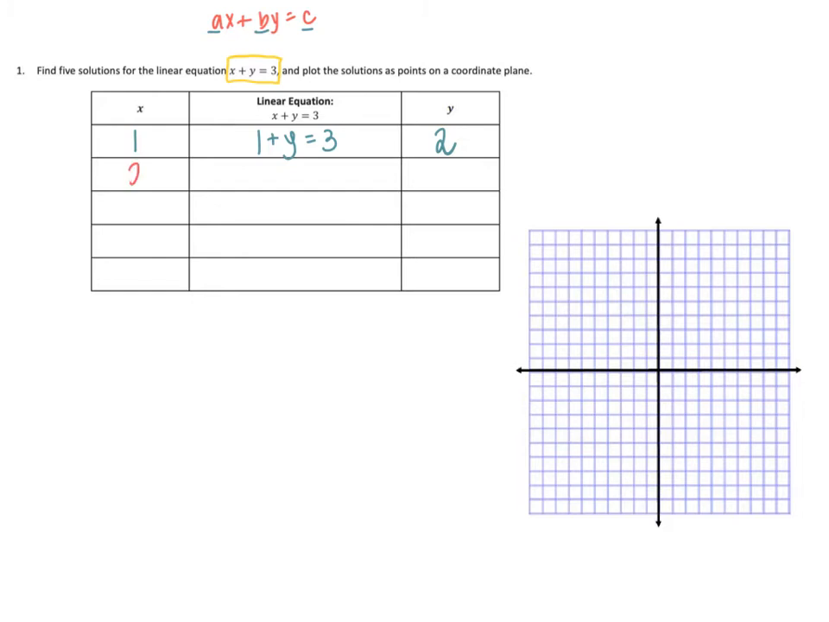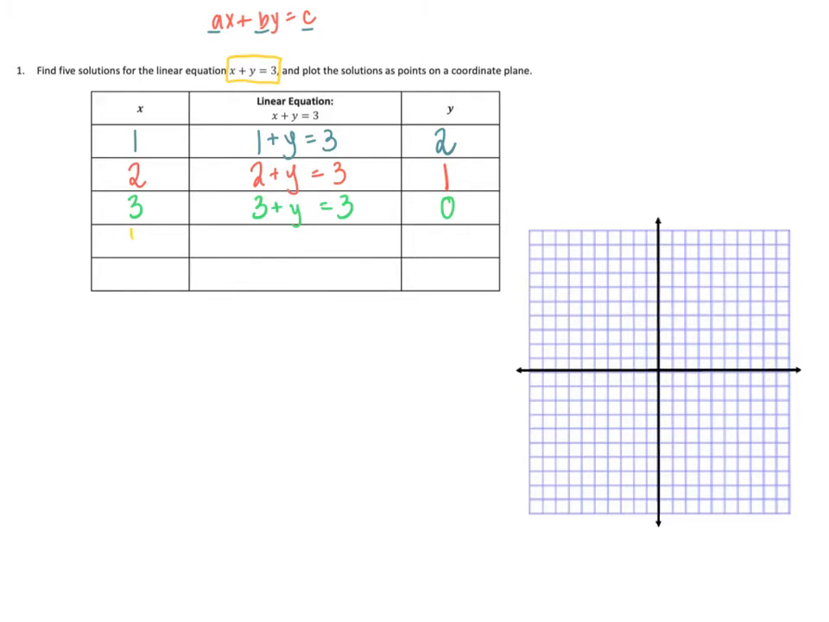Now what if x is a 2? 2 plus y equals 3. Well, if x is a 2, 2 plus what equals 3? A 1. y would have to be 1. All right. Now let's try 3. If x is a 3, 3 plus what equals 3? y is going to have to be 0.